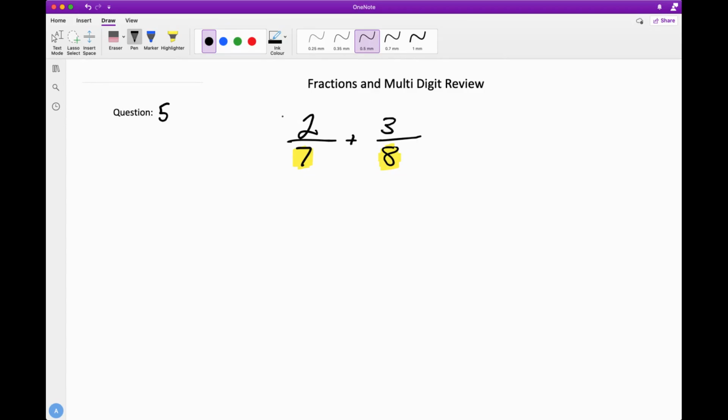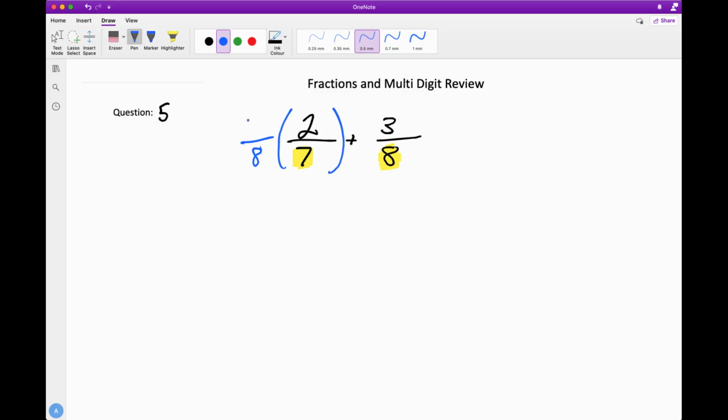So in this case, we have 2 over 7 plus 3 over 8. Well, I know that my least common denominator in this case is going to be 56. Because we can always just multiply the two denominators anyway to get one, but since 7 is prime, I know the only time that they're going to share a factor or a multiple is when we multiply them together. So 7 times 8 will give me 56.